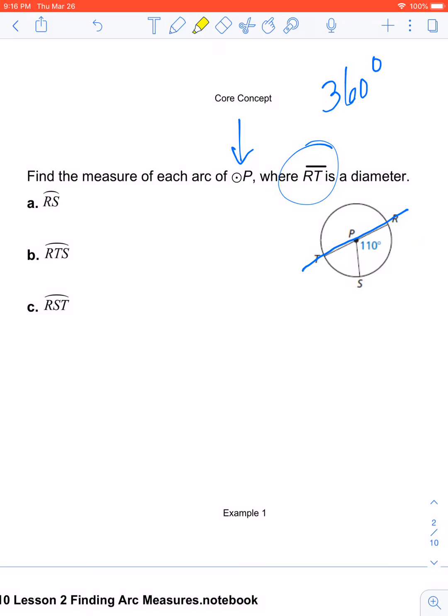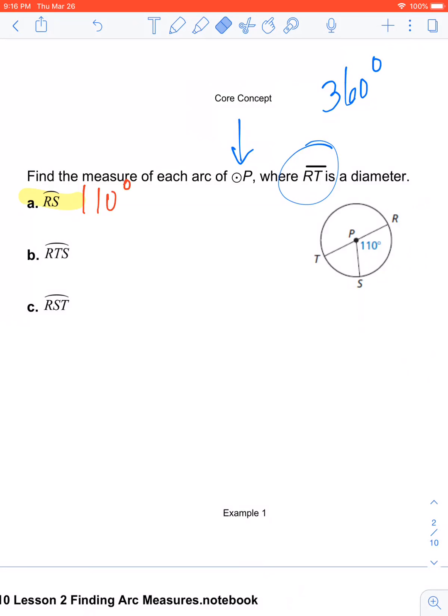Okay, let's do A. On A, it wants us to find RS. I know it's a minor arc and less than 180 because there are 2 letters. If I look at the angle that subtends it, that's the word I'm using for the arc and the angle, those 2 measurements have to be the same because the central angle is equivalent to its arc. So this is 110 degrees.